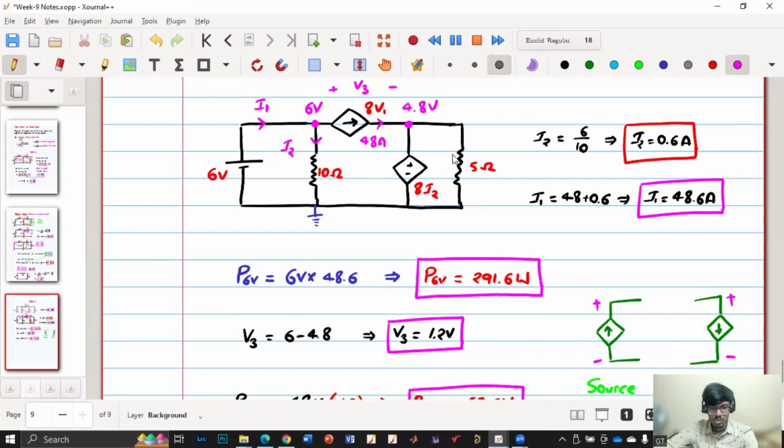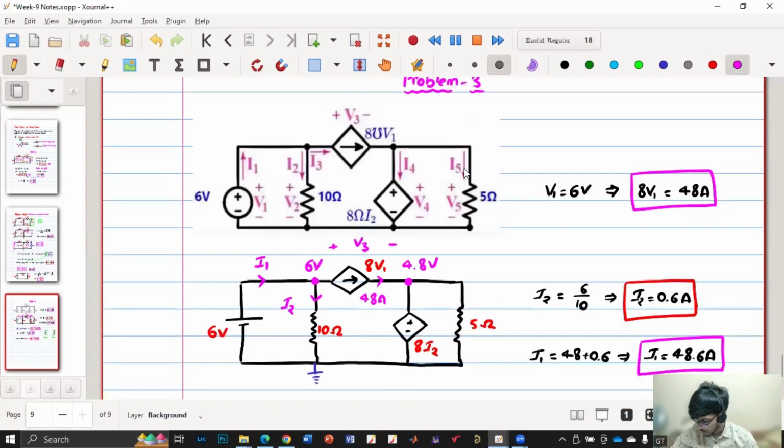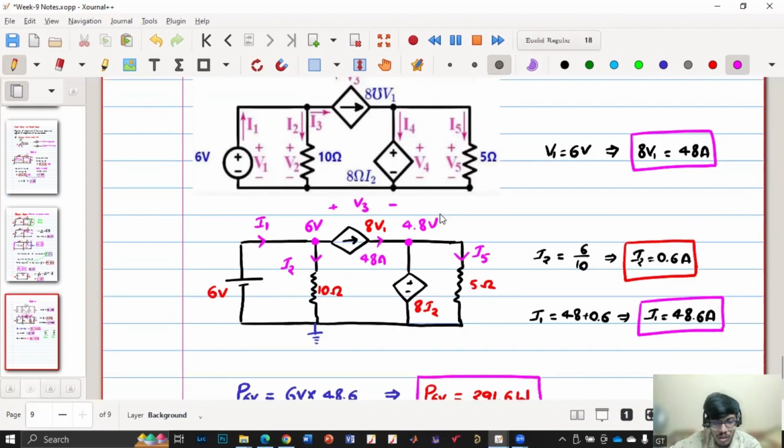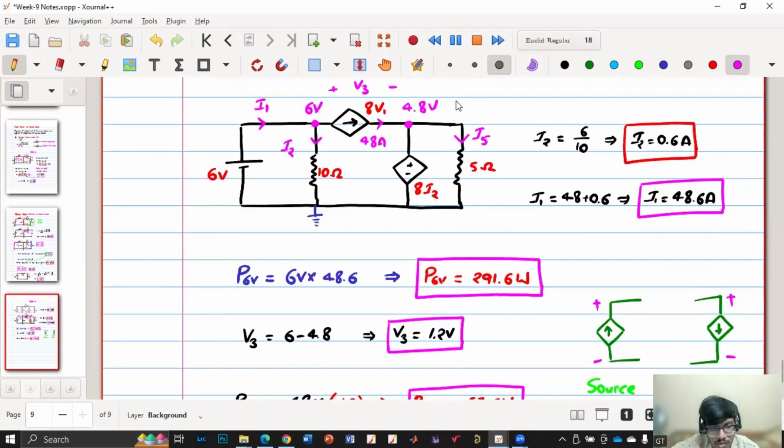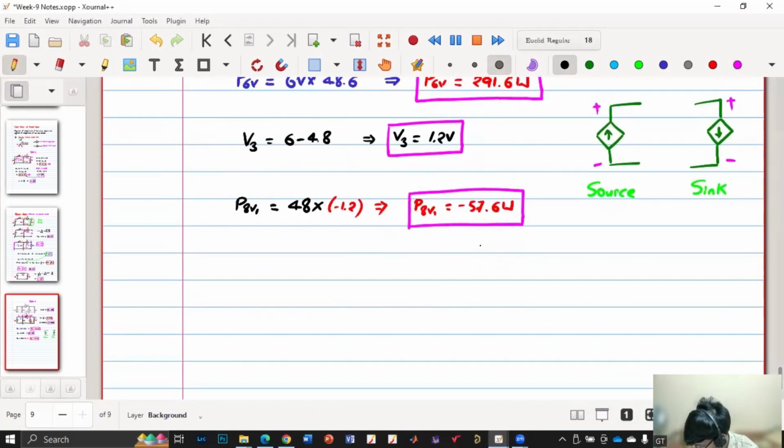Now we'll go back to this question. What is my I5? Can you calculate and tell me what is I5? Current I is equal to V by R, so 4.8 divided by 5. Yes. So I5 is 4.8 divided by 5. So how much are you getting? It is 0.96, right?